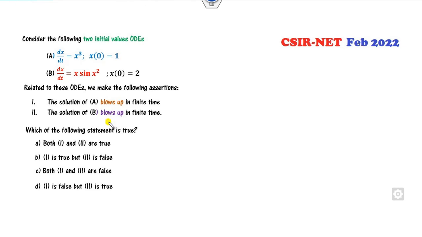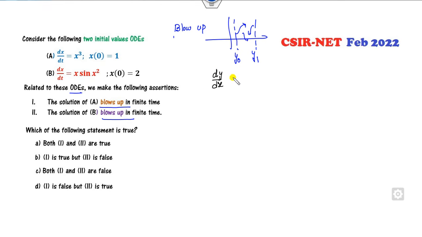Look at one more function. The function is given to you here. Related to this ordinary differential equation, we have the following assertions: the solution blows up, and the solution is defined. What is the meaning of blow up? It means if you have a solution which is increasing, decreasing or anything, but it is bounded between the two lines, say y0, y1. That means if you prove that your system is bounded, what is the meaning of that? The solution is bounded, it means it is my blow up. Fine. Now we can check about this.